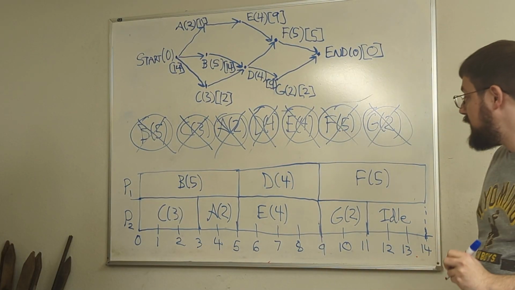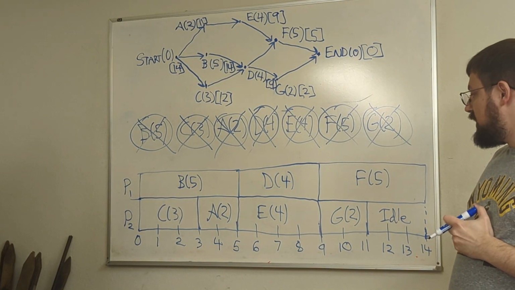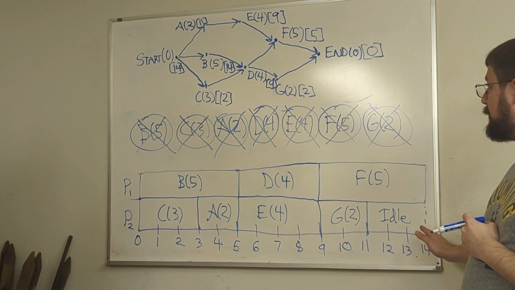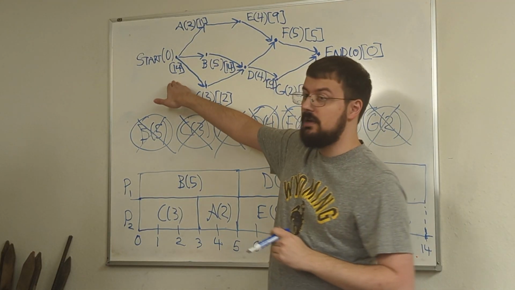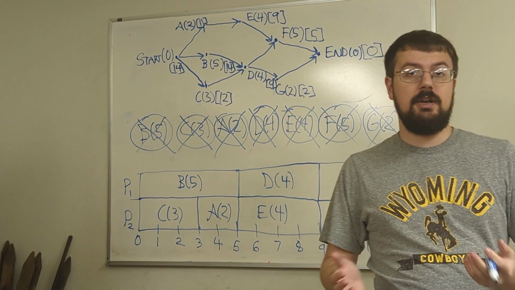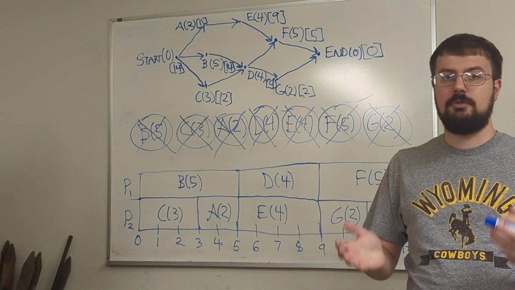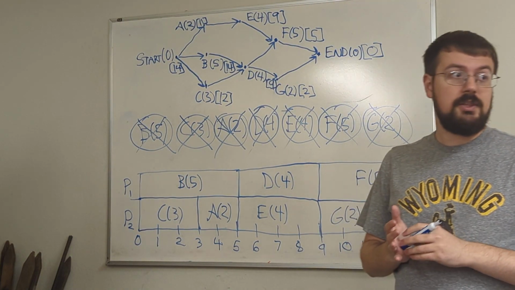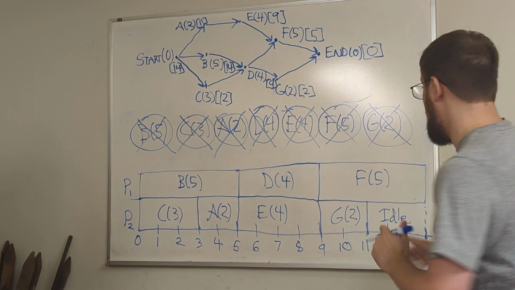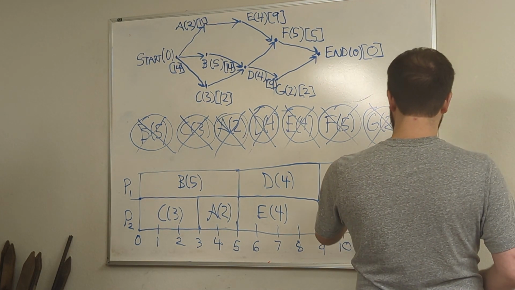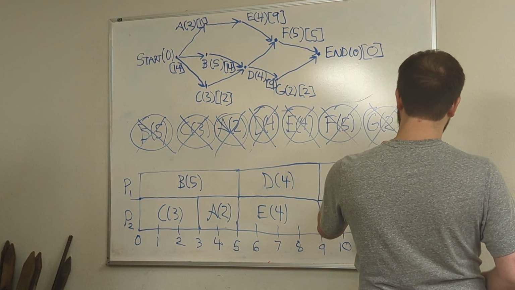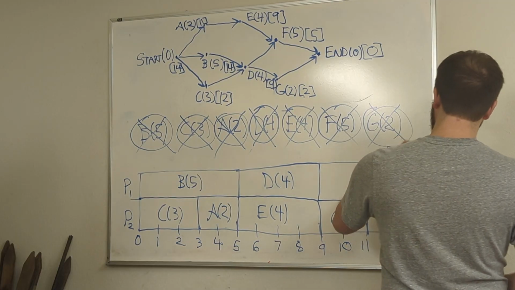Now, one thing that you'll notice about this is that our finishing time for this is 14, which is the same as our critical time. We said earlier that it is impossible to finish a project in less than its critical time. So what this tells us is that this is actually an optimal schedule. So we would say that this is our optimal finish time, and that would be 14.